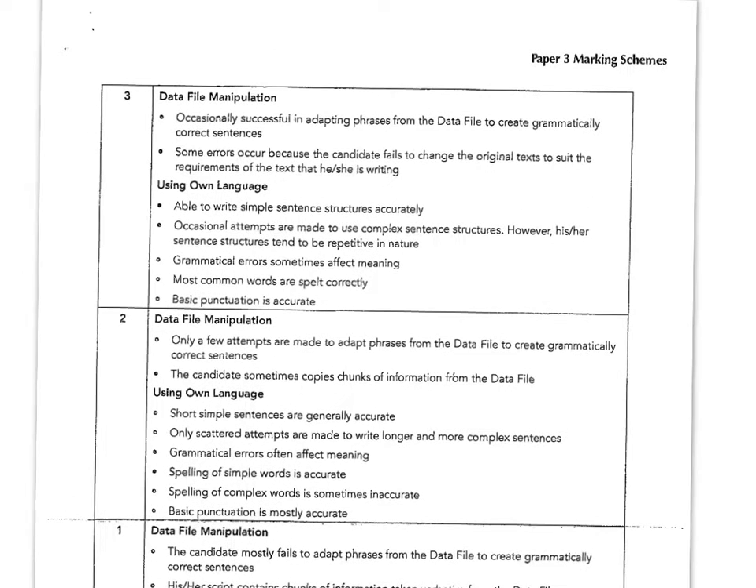This is the descriptor for different language points. If you look at the content, you will see that you have to attempt adapting phrases from the data file. So you can't copy everything directly from the data file. Instead, you should try to change some of the wordings using your own words. A few attempts and so on, 3, 2, and 1. It's quite challenging, but still you have to try.